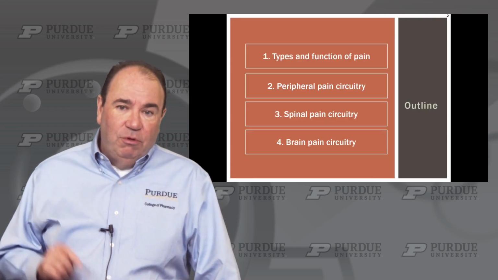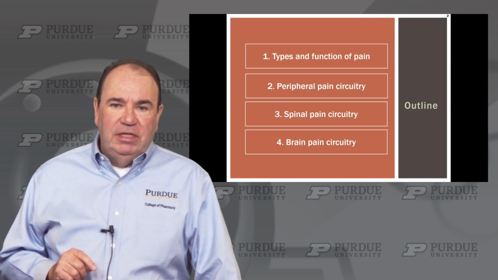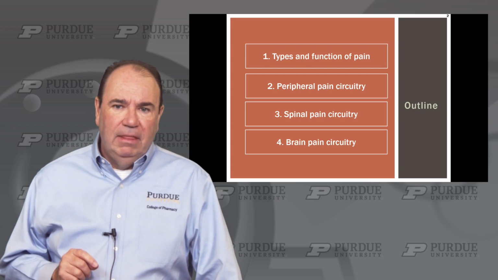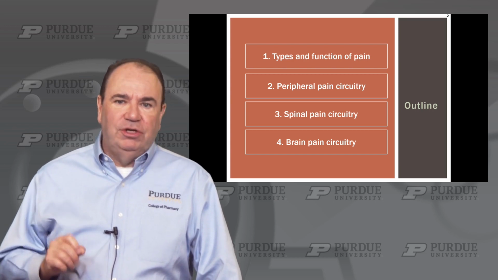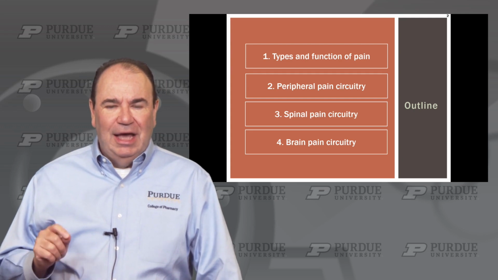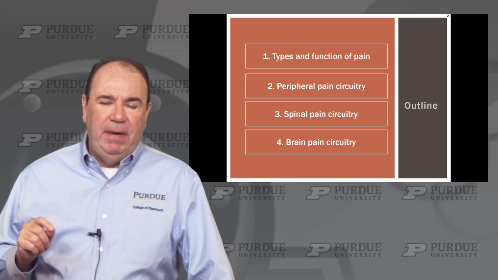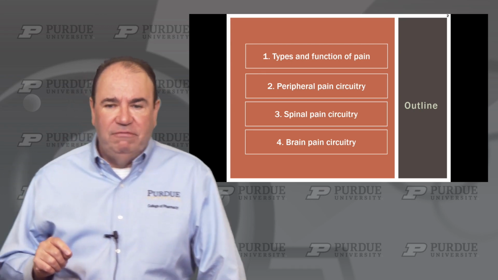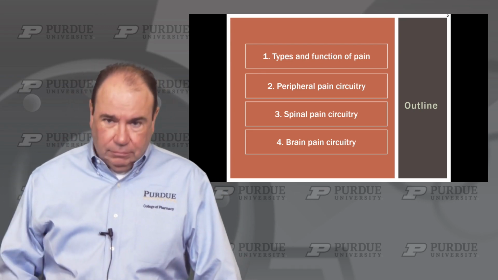Our outline for this particular video will be to cover 4 topics. First, the type and function of pain, the 3 pain circuits, the peripheral pain circuit, the spinal pain circuit, and lastly, the brain or the central pain circuit, which is actually the circuit where opioids have their action.